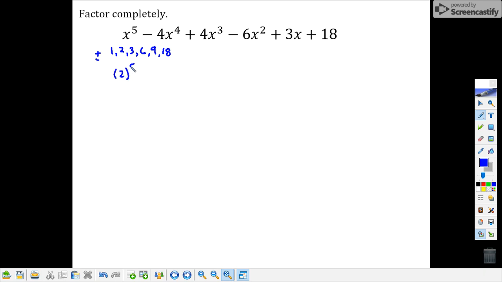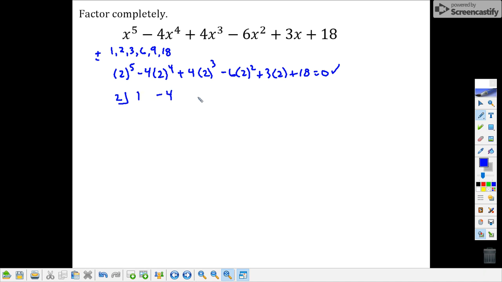So I have 2 to the 5th minus 4 times 2 to the 4th plus 4 times 2 to the 3rd minus 6 times 2 squared plus 3 times 2 plus 18. All right, so if I go ahead and calculate that, we actually get 0. That's exactly what we wanted. So that worked out well. Good first guess.